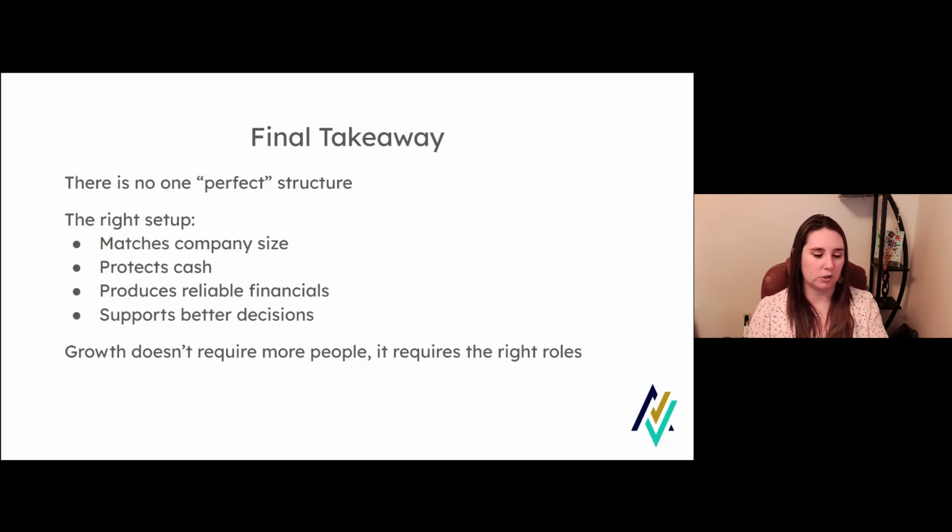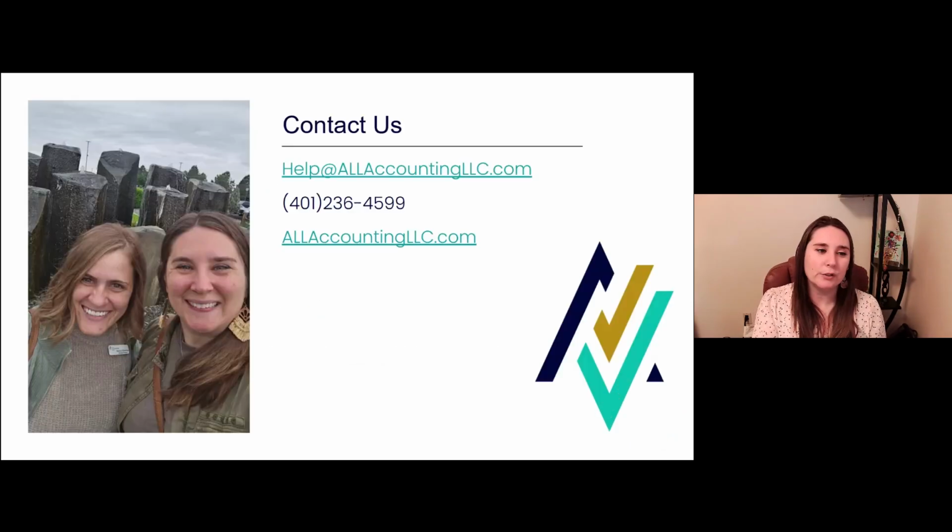This person is involved with this section. This person is involved with this section. It gives a lot more clarity to the numbers that are being presented in your financials. And yeah, it supports better decisions. Growth doesn't require more people, it requires the right roles.